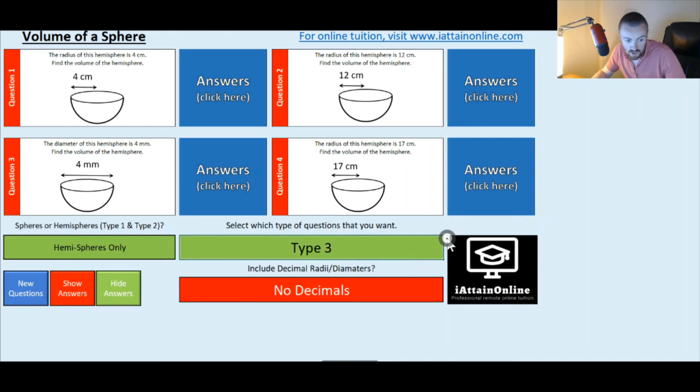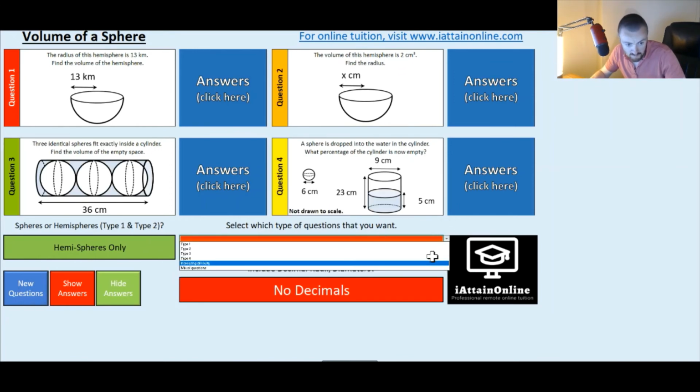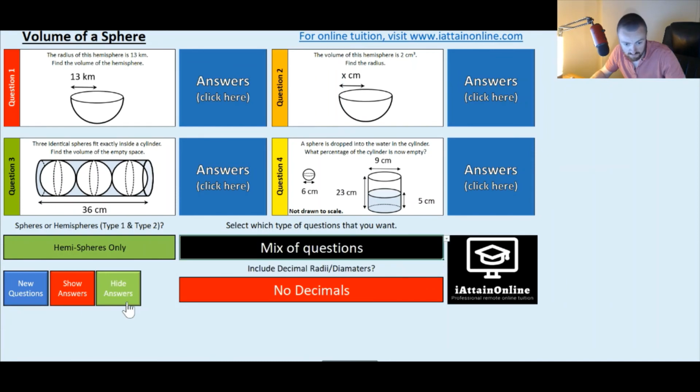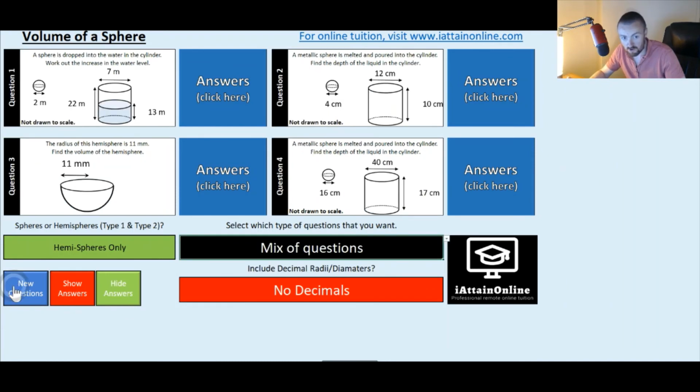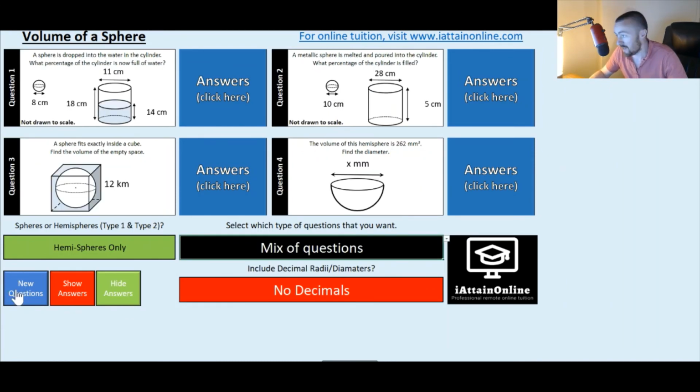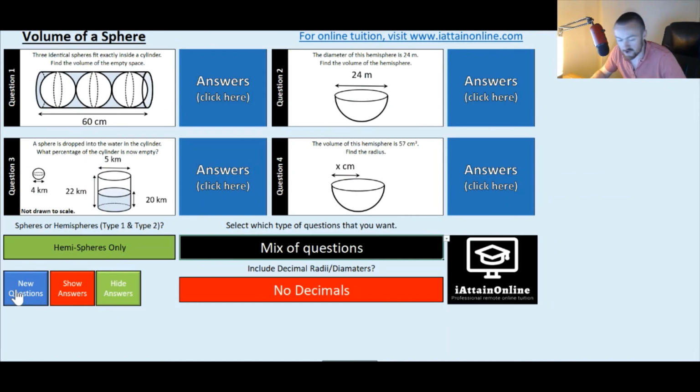And you can get all different types of questions individually, or you can get increasing difficulty. And once you've got the hang of all of them, you can try a mixture where I don't tell you what type of question it is, and that's really good practice in preparing yourself for exams. You can also make it so that some of the radii and diameters of the spheres and hemispheres are decimals. That will make it really challenging.